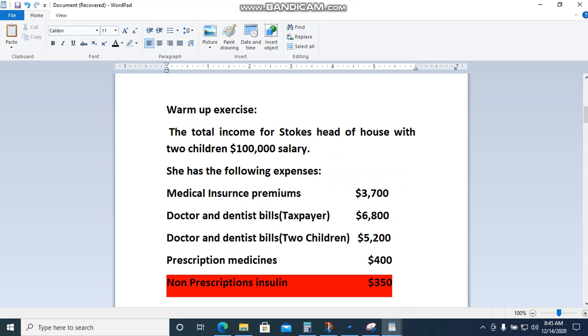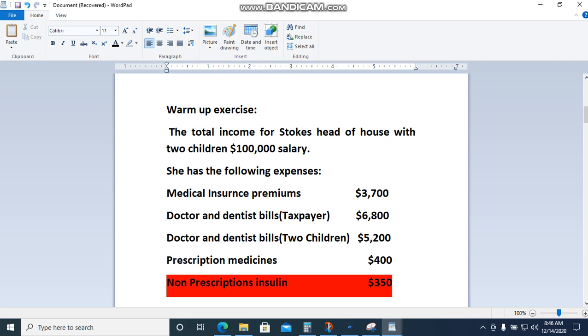Okay. For example, the total income for Stokes, head of household with 2 children, is a salary of $100,000. She has the following expenses: medical insurance premium, $3,700; doctor and dentist bills, $6,800; doctor and dentist bills with 2 children, let's make up a number, $5,200; prescription medicines, $400; and non-prescription insulin.